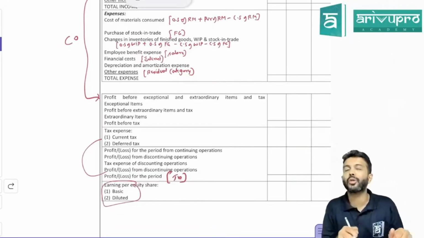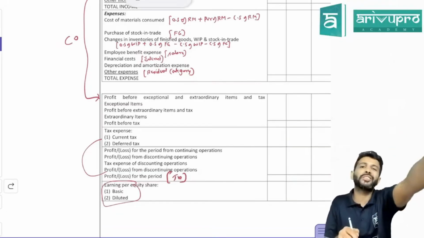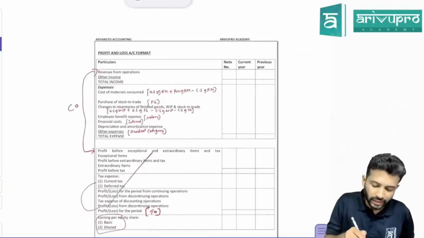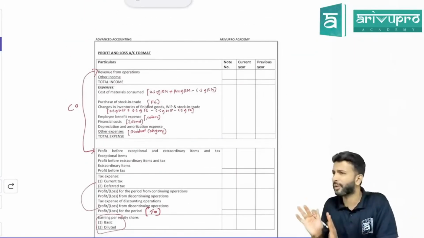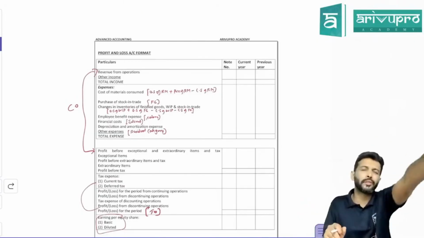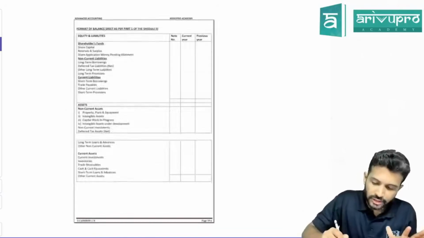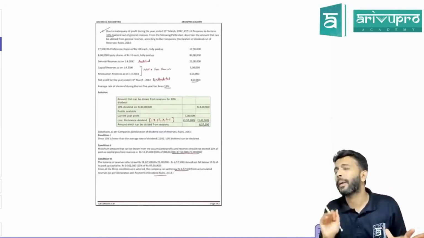After that, you need to give a disclosure of EPS. 2 types of EPS: basic EPS and diluted EPS. All this will not come in your discontinuing operations, and all will not come in your preparation of financial statements. So they'll only give you current continuing operations data. Fine enough? Okay. So the crux is to remember the format and apply it in the question.